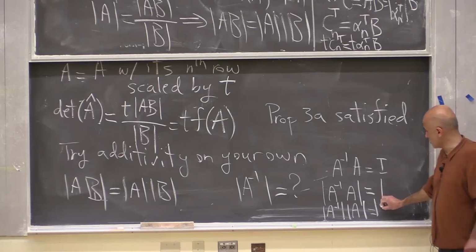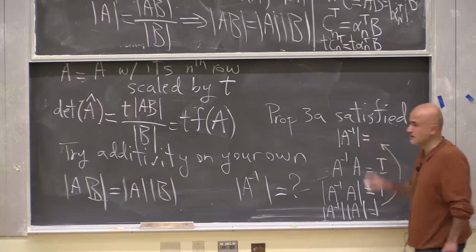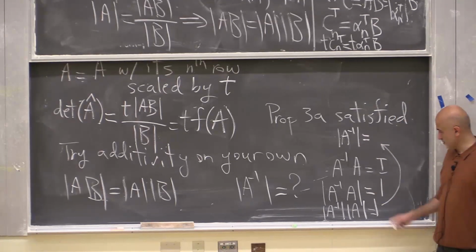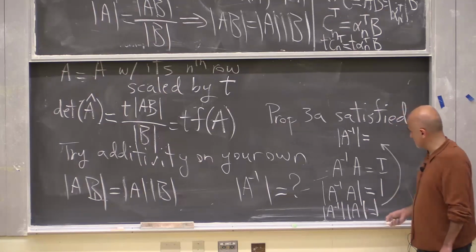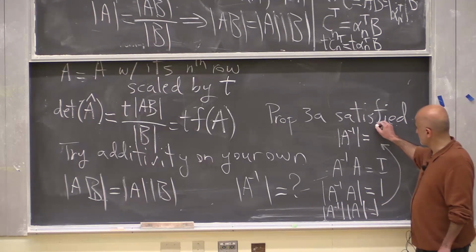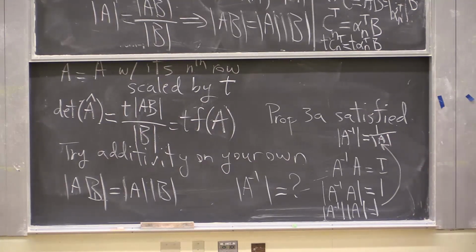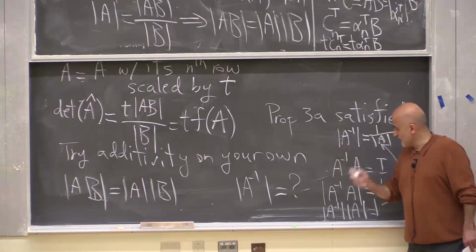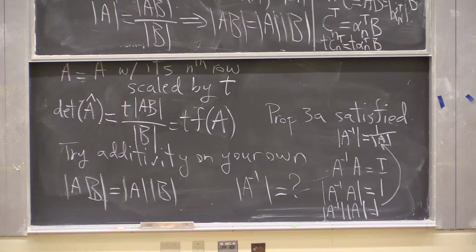So what does that say about the determinant of A inverse in relation to the determinant of A? If the product of these two is 1, then what's this one? 1 over the determinant of A. And of course, you can't do 1 over the determinant unless that determinant is non-zero. But we said A is invertible, so its determinant is guaranteed to be non-zero. So for any invertible matrix A, the determinant of the inverse is simply 1 over the determinant of that matrix.